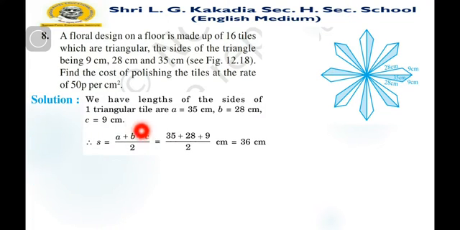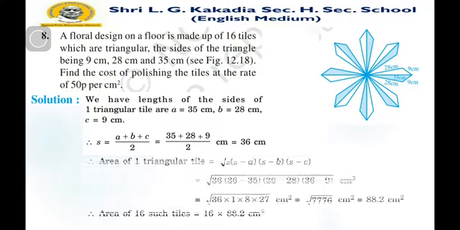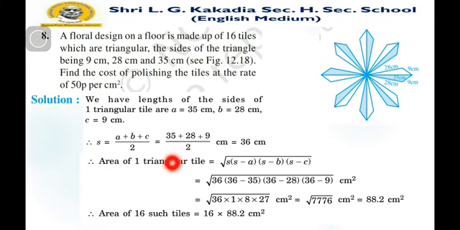We have the lengths of the sides of one triangular tile: a is equal to 35 centimeter, b is equal to 28 centimeter, and c is equal to 9 centimeter. So s will be (a plus b plus c) by 2, then (35 plus 28 plus 9) by 2, that is 36. The area of one triangular tile is square root of s into (s minus a), (s minus b), and (s minus c). Hence, putting in the values, we can find 88.2 centimeter square.